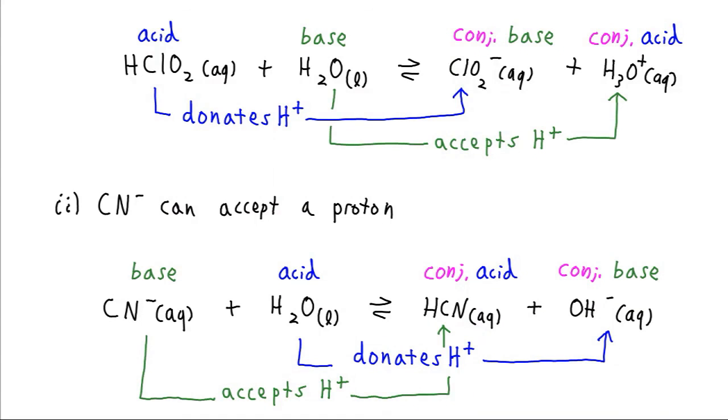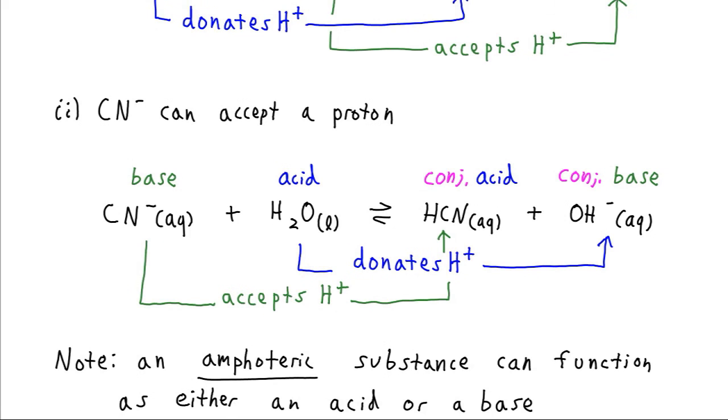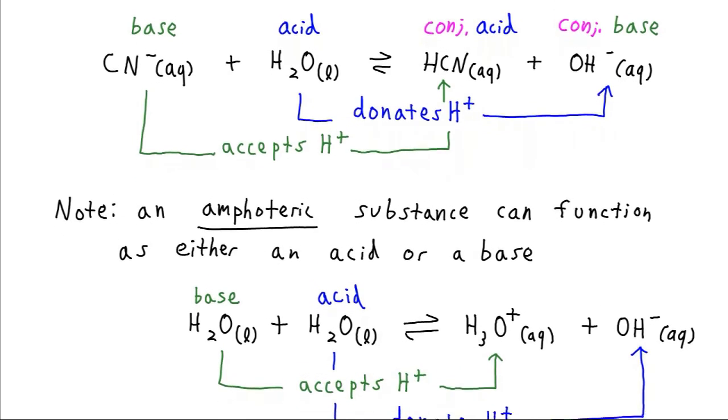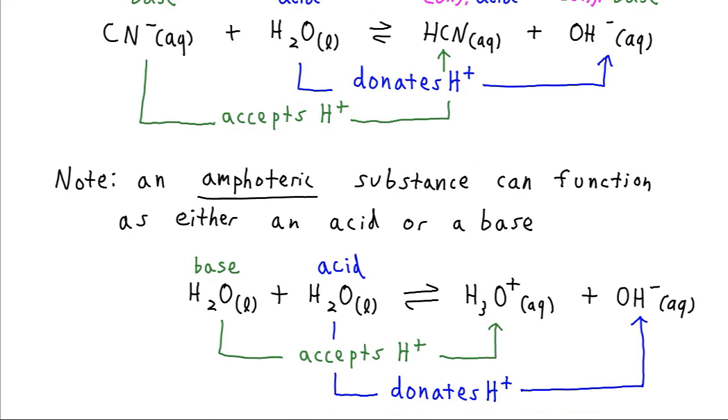Now note something interesting here. In our first reaction, we had water behave as a base. In our second reaction, we had water behave as an acid. So water is what's called an amphoteric substance. That means it can function as either an acid or a base. In fact, water can react with itself. This is called the autoionization of water. So a water molecule can react with another water molecule. One will behave as an acid and give away a proton to become OH-, and one will behave as a base, accepting that proton to become H3O+.